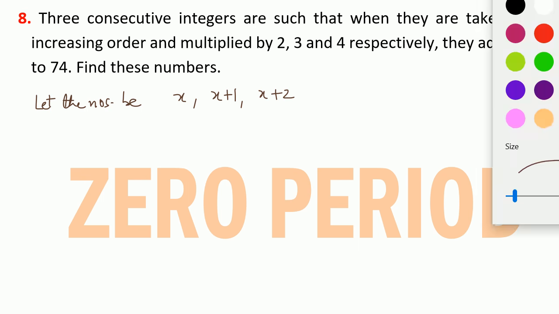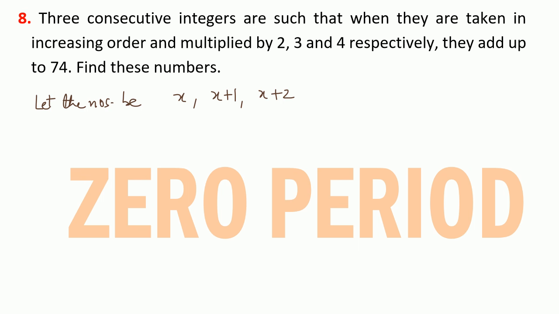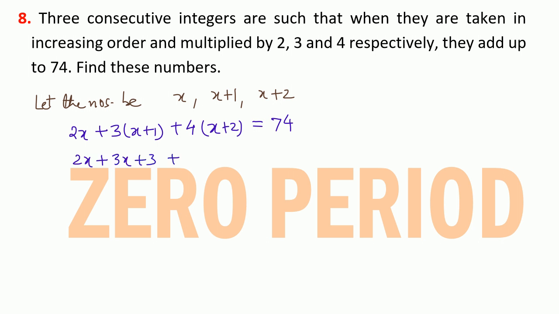These are the numbers, and they are multiplied by 2 for x, then 3 multiplied to the next number, and then 4 multiplied to the very next number. The sum will be 74. It is given. Then 2x plus 3 into x, it is 3x, 3 into 1, it is 3, 4 into x is 4x, and 4 into 2 is 8. The whole is equal to 74.